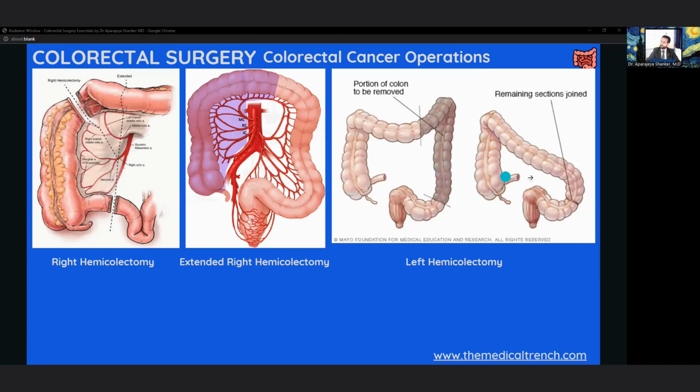Okay. And what happens with the left hemicolectomy is that the transverse colon gets attached to the sigmoid colon like this. So you can see the anastomosis done here, perfect. Okay. So we've done three major operations.